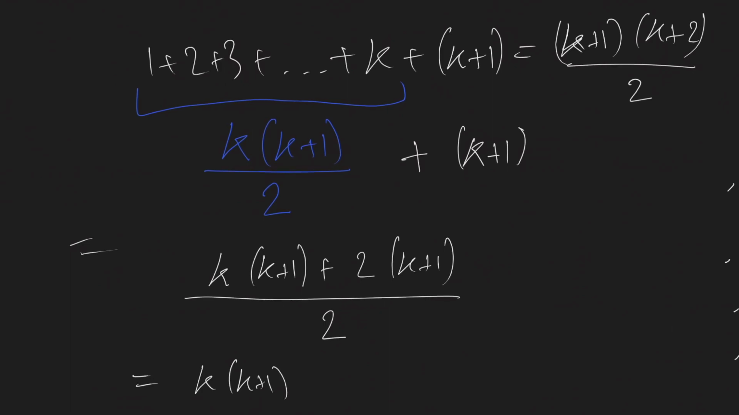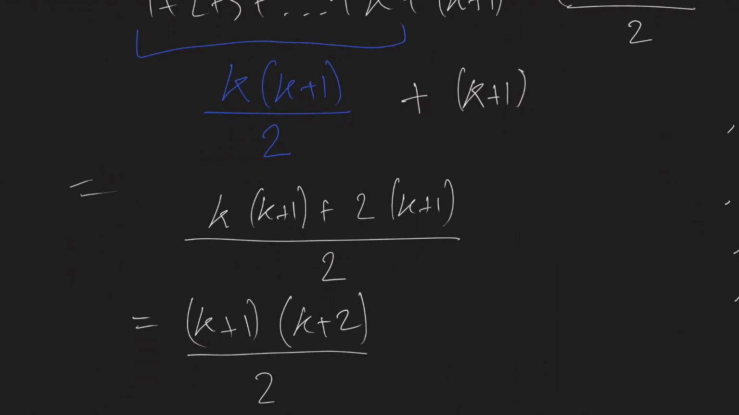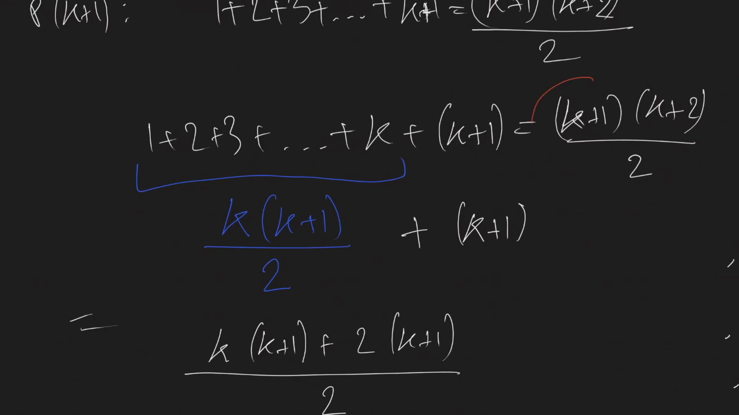And actually, let's just take k plus 1 common. So if I take k plus 1 as a common factor, then I can write this as k plus 1 times k plus 2 over 2. Now this is equal to our right hand side.